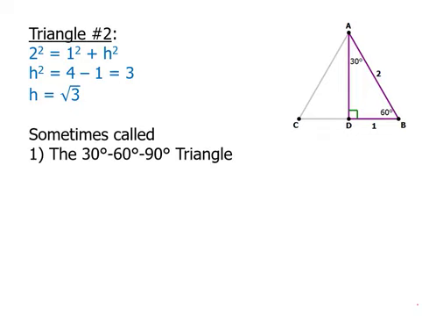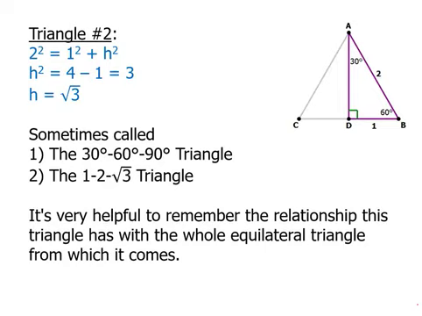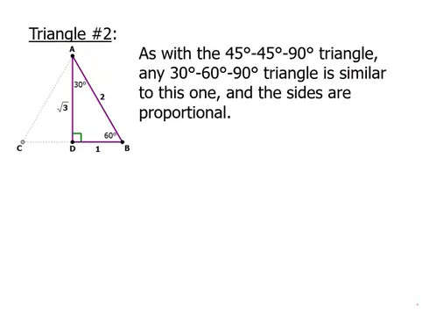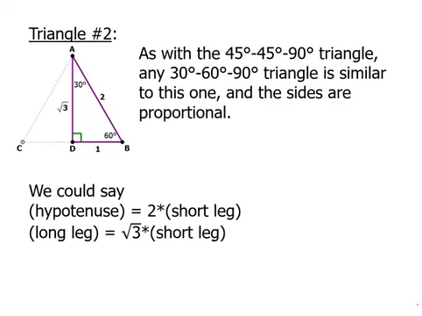Sometimes this is called the 30, 60, 90 triangle. Sometimes it's called the 1, 2, root 3 triangle. It's very helpful to remember the relationship that this triangle has with the whole equilateral triangle from which it comes. In fact, one of the best ways to understand what's going on is to draw the dotted other half of the full equilateral triangle so you can visualize it. As with the 45, 45, 90 triangle, any 30, 60, 90 triangle is similar to this one, and the sides are proportional. So we could say that the hypotenuse is always twice the length of the short leg. The long leg is always root 3 times the short leg.